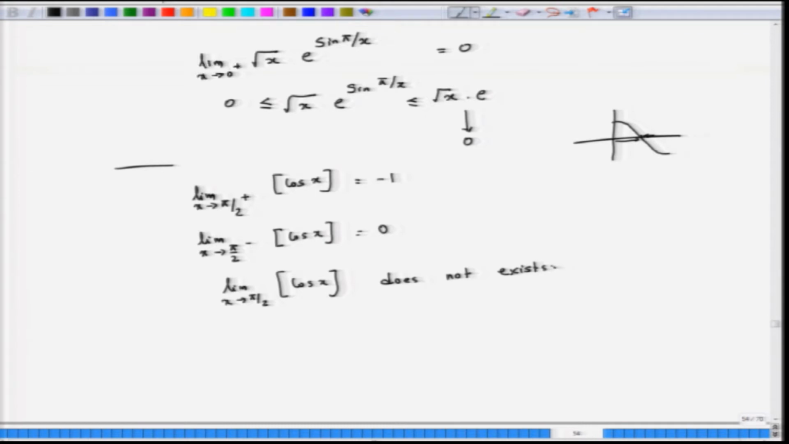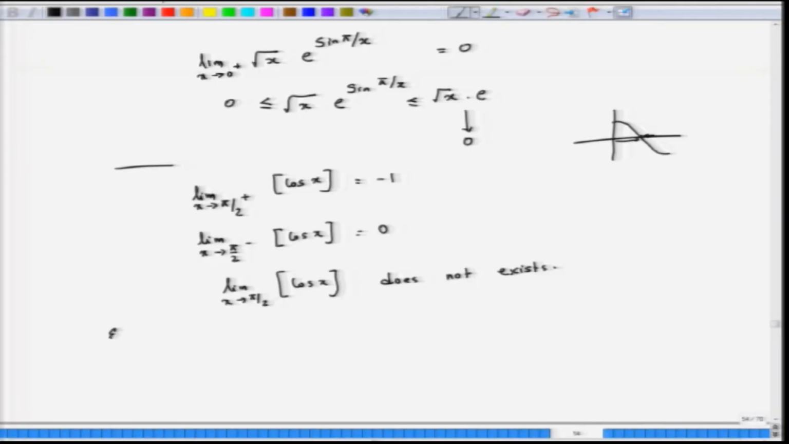However, the left hand and right hand limits exist. Now, we say that if the limit exists, it may also happen that the limit of a function exists, but it may not be equal to the functional value at that point. If it matches the functional value at that point, then we say that f is continuous.